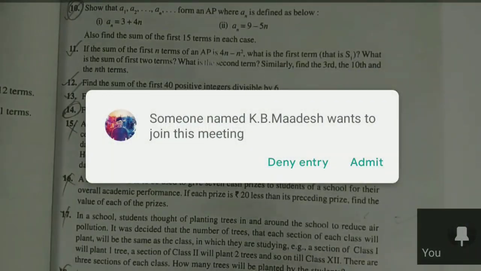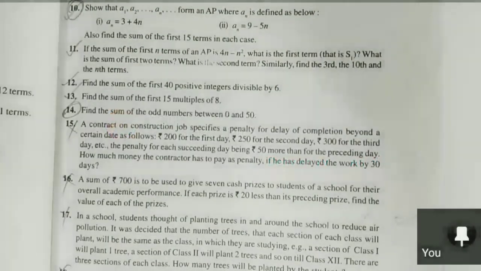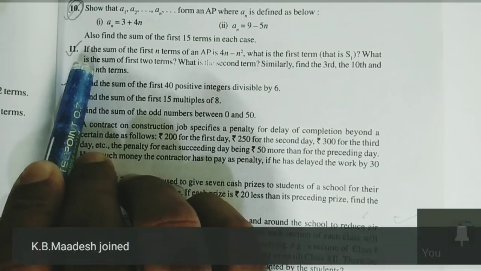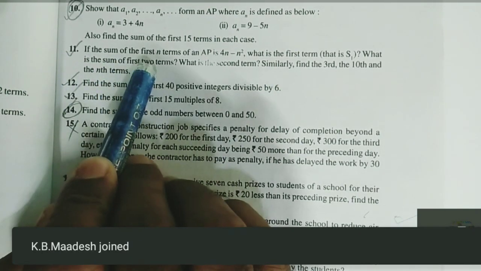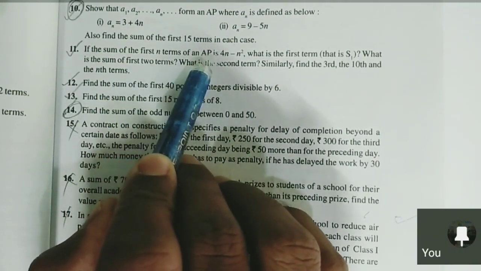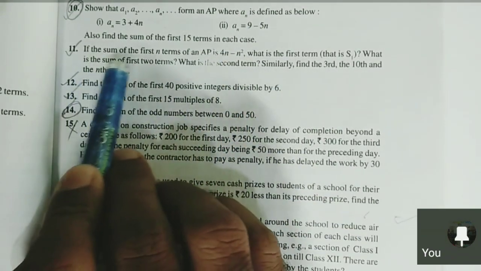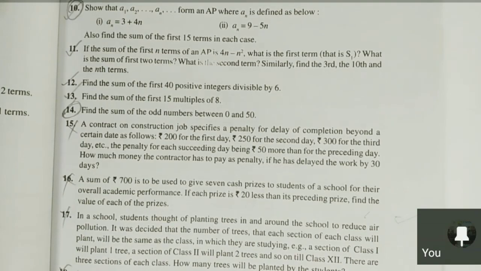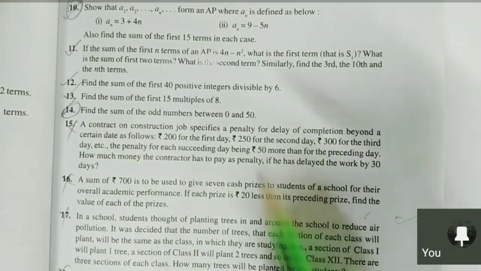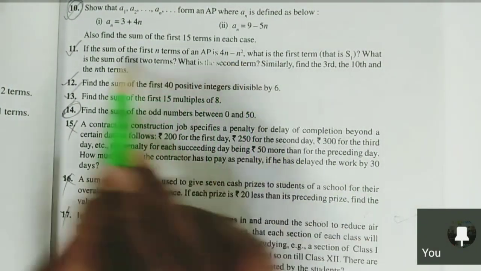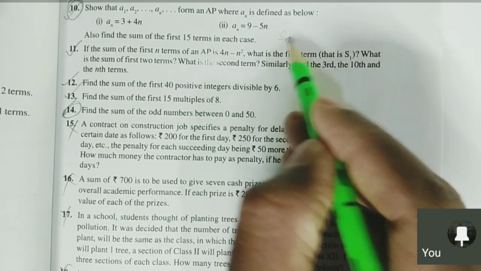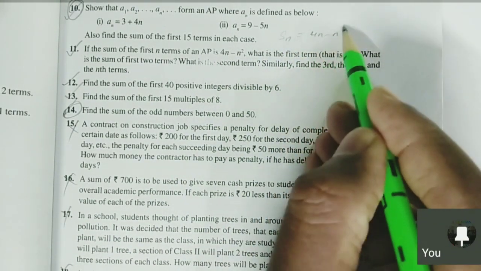Exercise number 5.3, problem number 11, page number 113. Okay, now listen. If the sum of the first n terms of an AP is 4n minus n square. Are you clear? The sum of the first n terms of the AP is 4n minus n square, that is, Sn is equal to 4n minus n square, right?